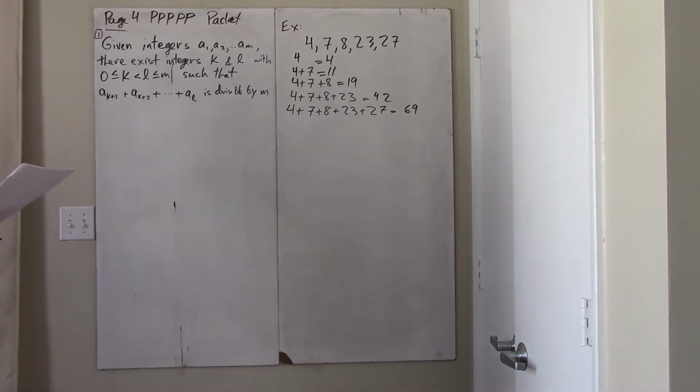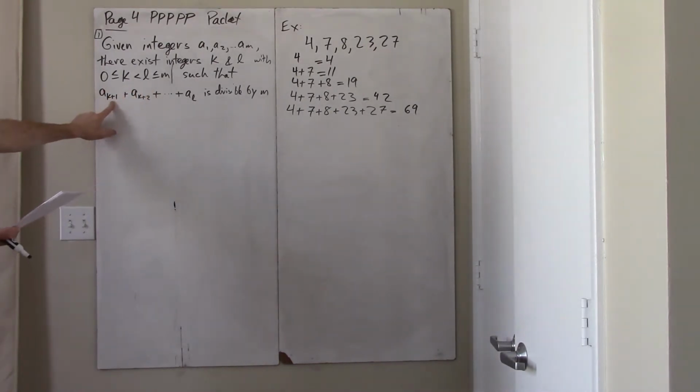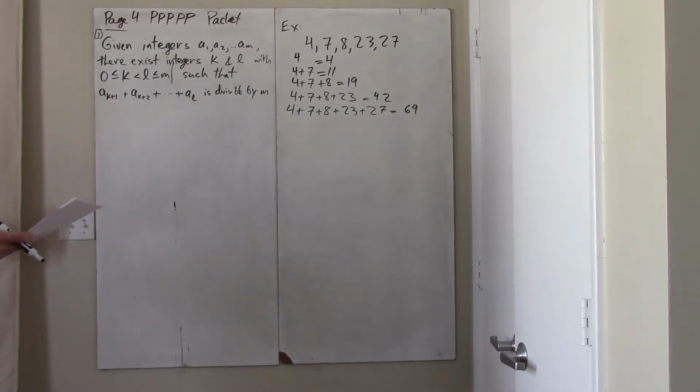Hold on, I'm just confusing myself for a second here. I guess you can have a sequence of just length 1. Because even though K and L are different, I start counting here. So if L is K plus 1, then that's just a sequence of length 1. Okay, so you can have a sequence of length 1.